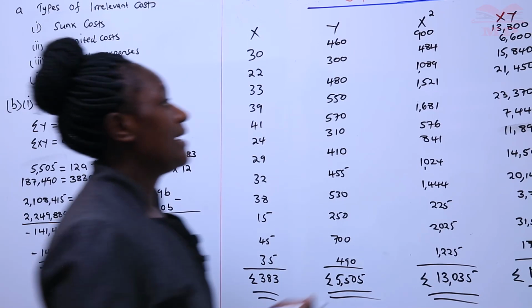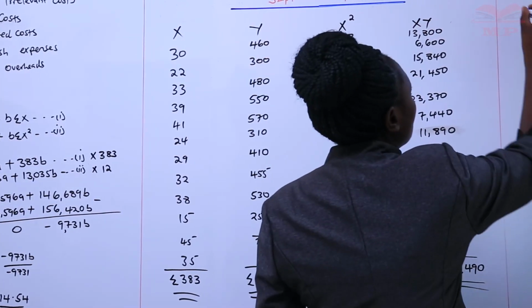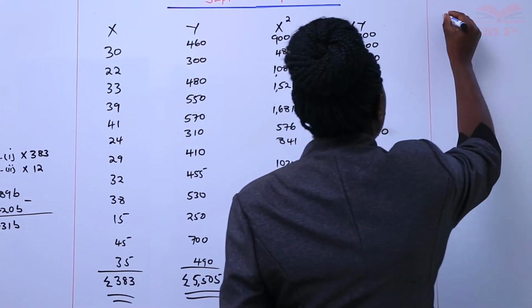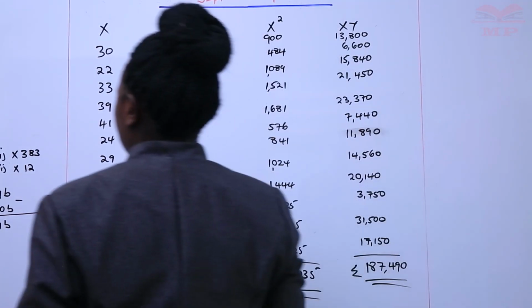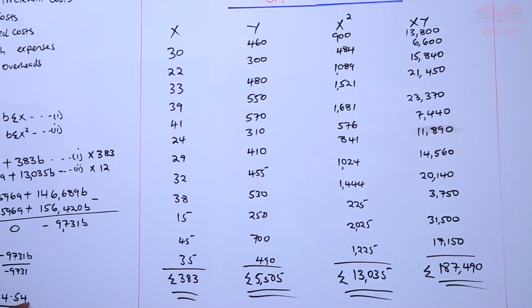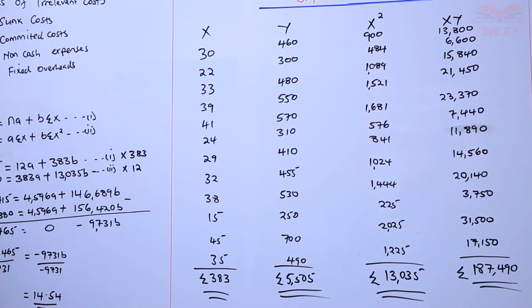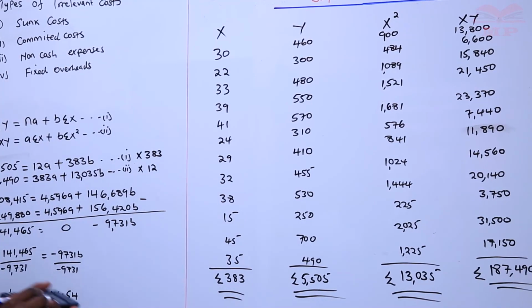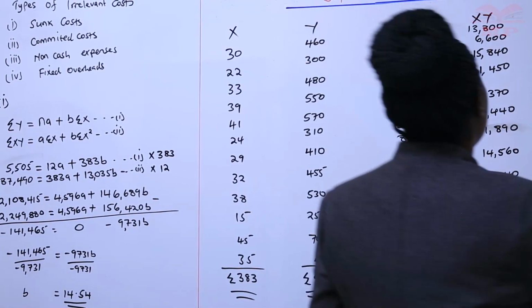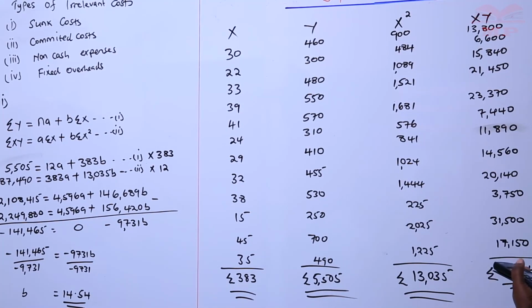And from there we can now find a. So how do we calculate the value of a? To calculate the value of a, we are simply using our value b, which is 14.54, and substituting it into our equation so that we find the value of a. So since the first equation had smaller figures, we can use that for substitution.